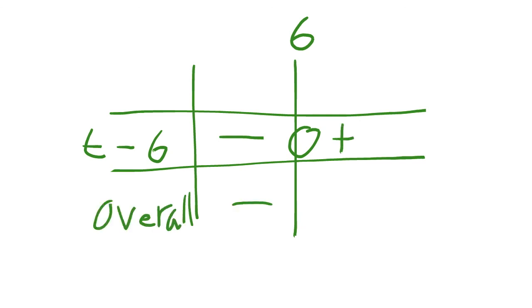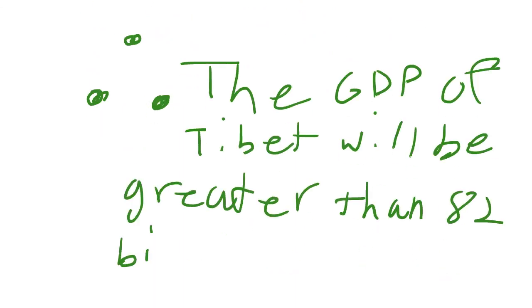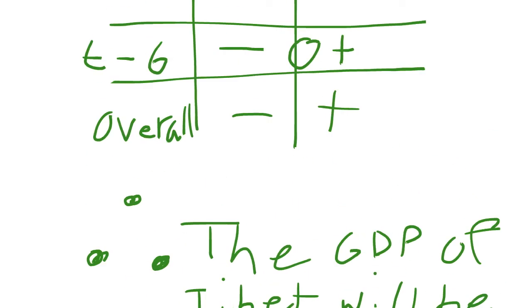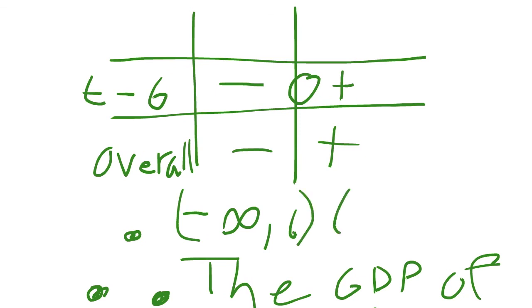Now I'm going to use the chart method to solve this inequality. Now I'm going to put my root on top and my factor on the left. All the values before 6 are going to make this factor equal a negative. All the values after 6 are going to make it equal a positive number. The overall is going to be minus plus. Therefore, the GDP of Tibet will be greater than $82 billion after 6 years. And I know this because the intervals are from -infinity to 6 and 6 to infinity. And 6 to infinity is the right answer because it's positive in that interval.